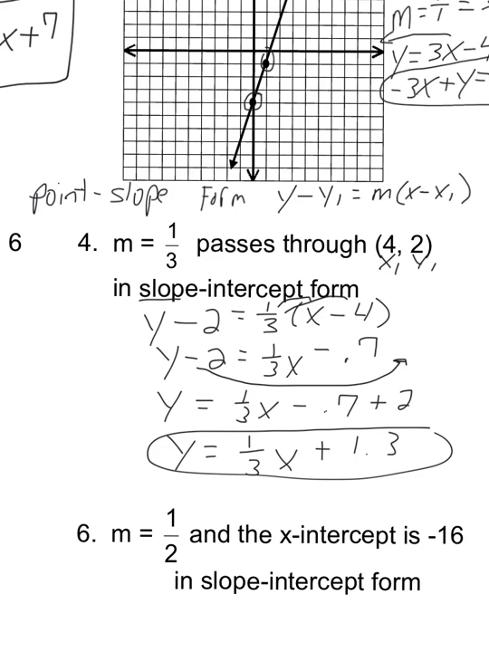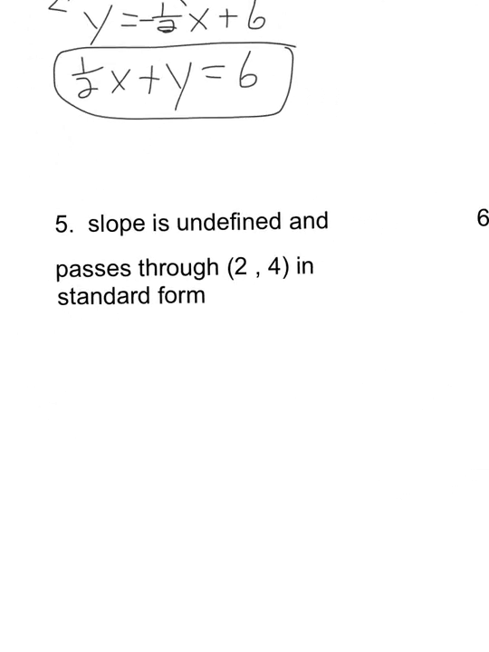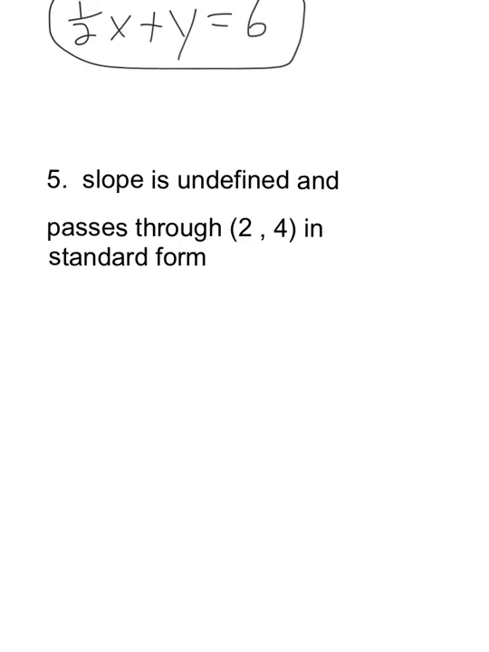Moving on to number 5. Slope is undefined and passes through 2, 4, in standard form. We talked about an undefined slope in the first section. Undefined is a vertical line. It's a straight up and down line. It only crosses through the x-axis.